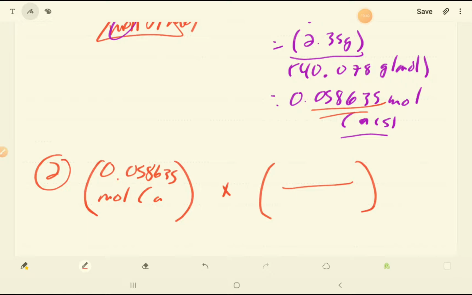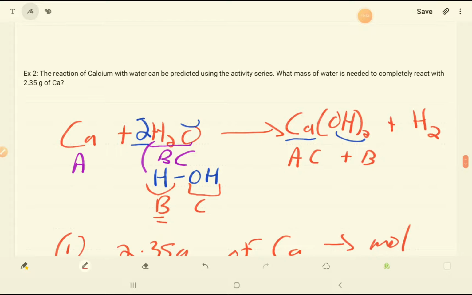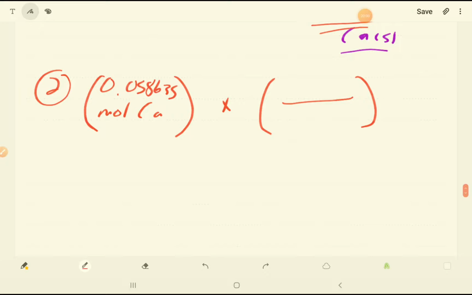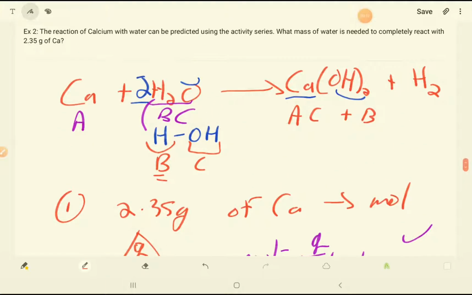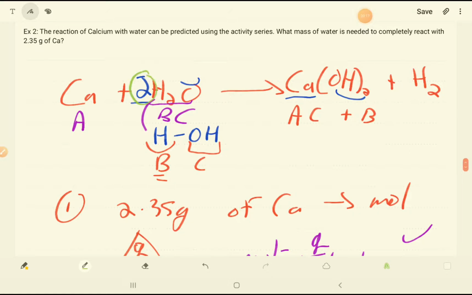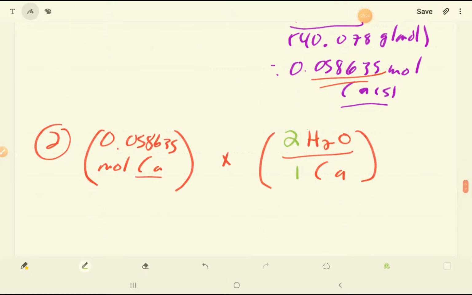It's going to be multiplied by, now what we're trying to find when we look at the question is asking for what mass of water, this over here. So we're going to write H2O on top, since that is the required. And remember that this and this at the bottom of the denominator here must always be the same. So this will be calcium. We're going to go back to our balanced chemical reaction, and we can see that it is 2 moles of water for every 1 mole of calcium.